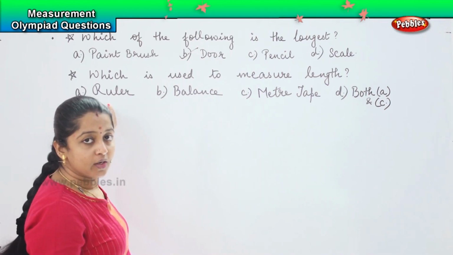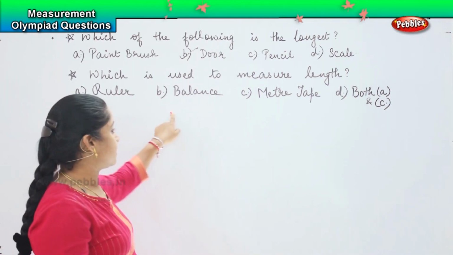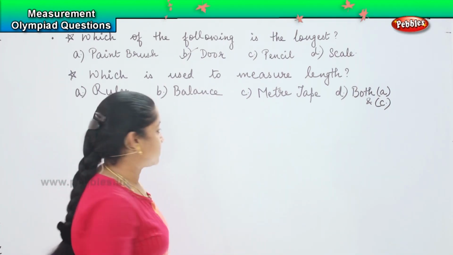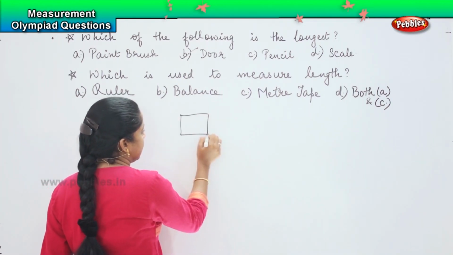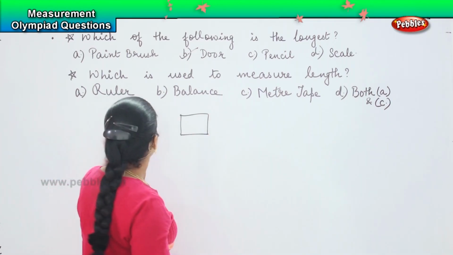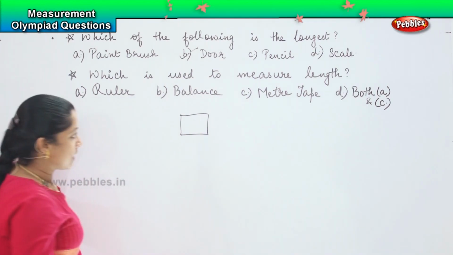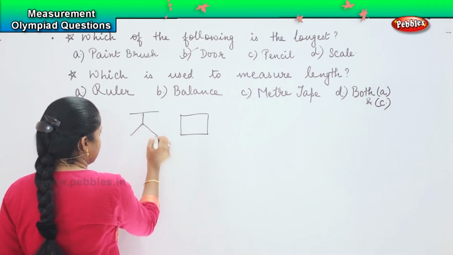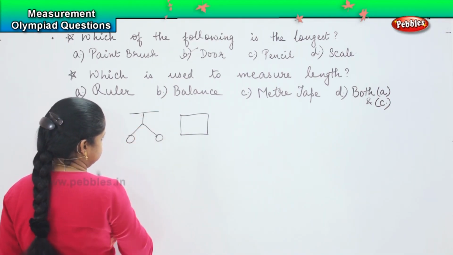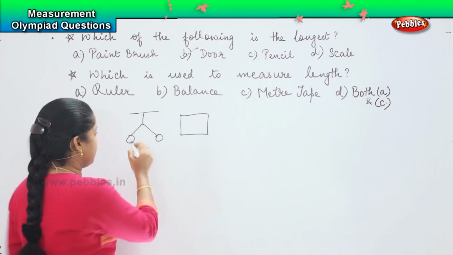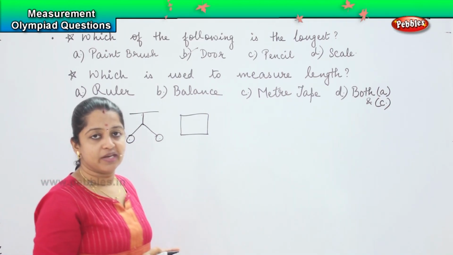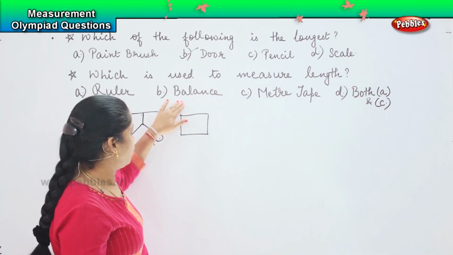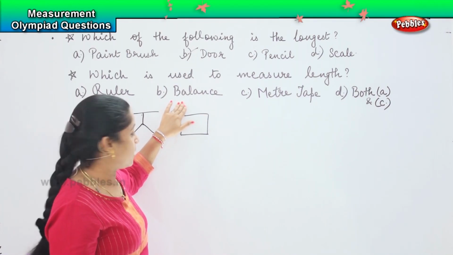Do we use ruler to measure the length? Yes, if there is an object given or drawn on our book or paper, say for example, if I have to measure the length of the square, I will be using a ruler, right? So which means option A is right. Do we use balance? What is a balance? You have two plates wherein you will be keeping your items and you will be measuring it, right? So do we use this to measure the length? No, we don't do it, which means option B is not the right answer.